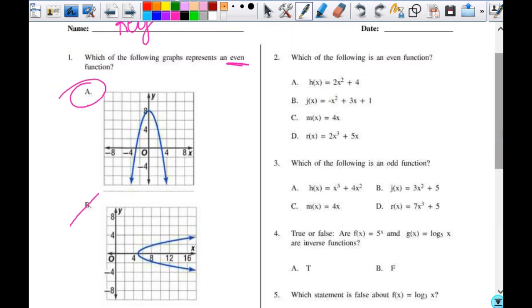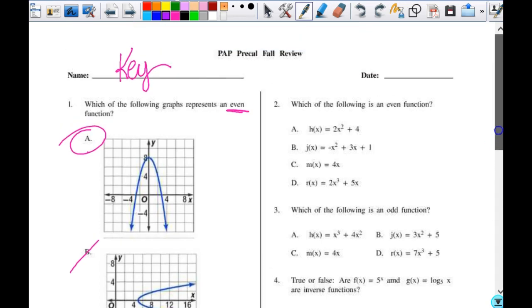All right, so number two, which of the following is an even function? Well, I don't have a graph to look at. Guess you could graph it if you want to, but you're not going to have a calculator, so you need to know how to do it algebraically. Remember that for an even function, so I'm going to write this up here, if it's an even function, then f of negative x equals f of x. For an odd function, then f of negative x equals negative f of x.